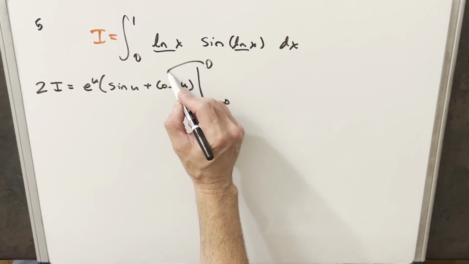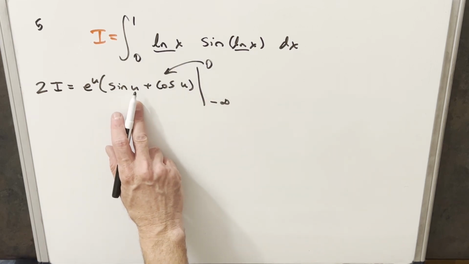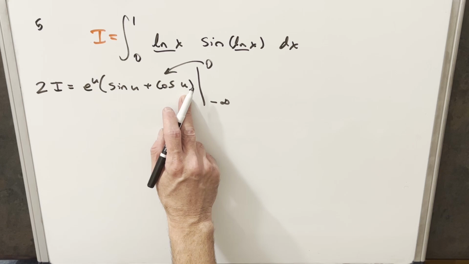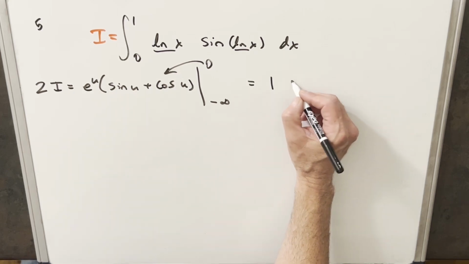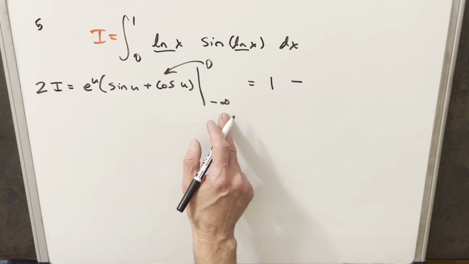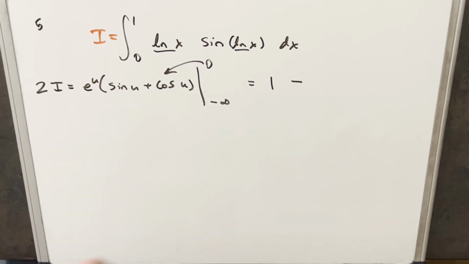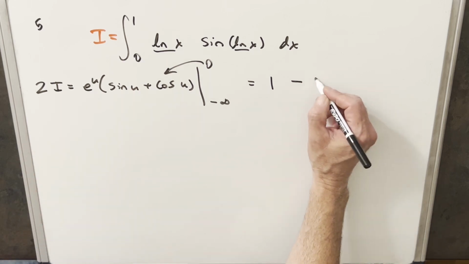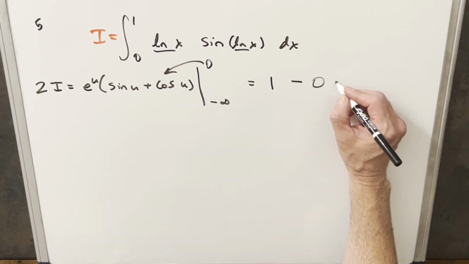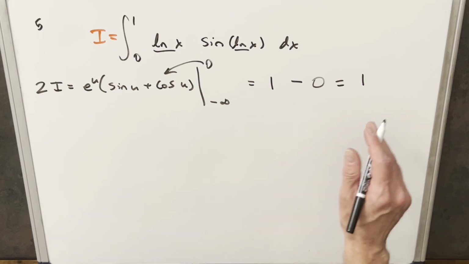So let's take our upper bound 0 and plug that in. Sine at 0 is going to be 0. Cosine at 0 is 1. e to the 0 is 1. So our first term is going to be just a 1. Then next we need to look at the limit at minus infinity. We can do the same thing we did before, we can look at e to the minus infinity. The limit of that is going to 0. So we just have over here 1 minus 0, which is equal to 1. So this is equal to 1.